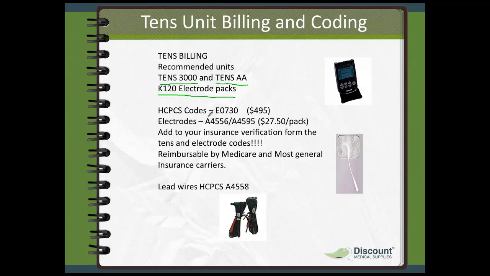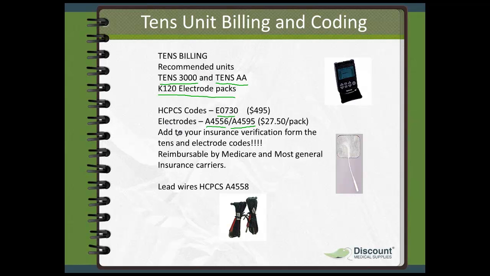As far as electrodes, there's 2 codes that you're going to use. For electrodes, we have the A4556 and the A4595. The A4556 is typically used for general carriers, and the A4595 is typically used for Medicare. And it ranges. A lot of practitioners will charge anywhere from $10 to $28 per package. It really depends on your area and the service behind it.